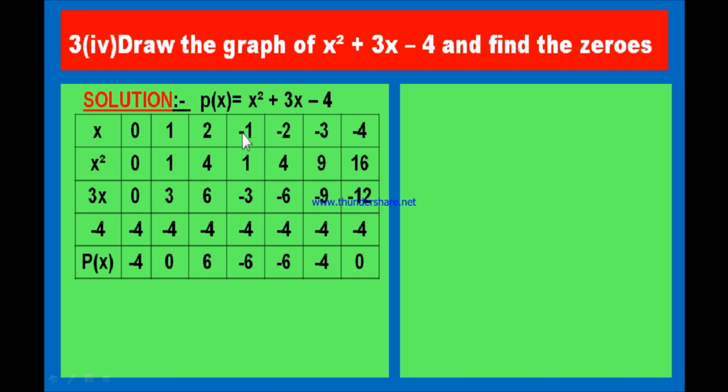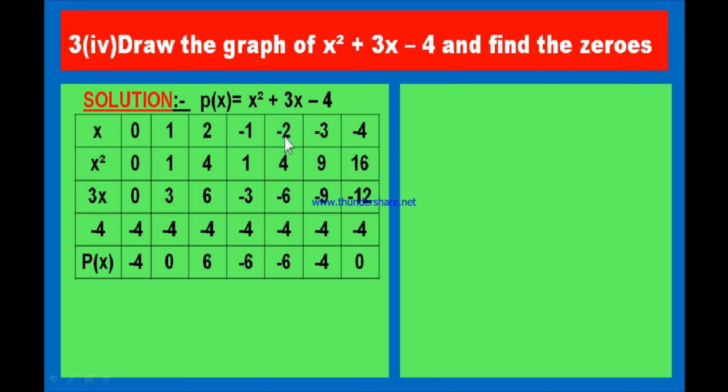Next, take x is equal to minus 1. x square, minus 1 whole square is plus 1. 3x, 3 into minus 1 is minus 3. And this is minus 4. Now, add positive values separately and negative values separately. Minus 3 minus 4 is minus 7. Plus 1 minus 7 is minus 6. Therefore, the point on the curve is minus 1, minus 6.